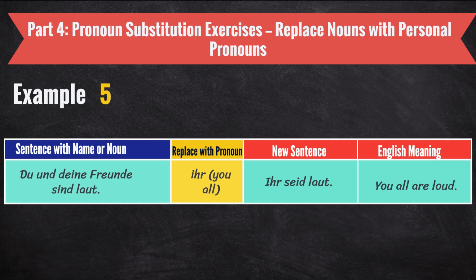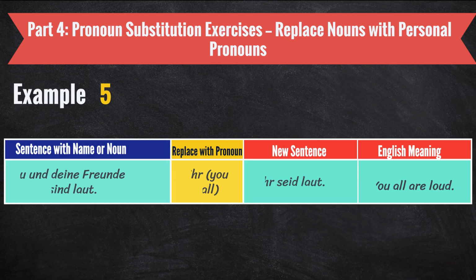Example 5. Du und deine Freunde sind laut. This means you and your friends are loud. When you talk to more than one person informally, use the pronoun ihr. The sentence becomes Ihr seid laut. This means you all are loud.